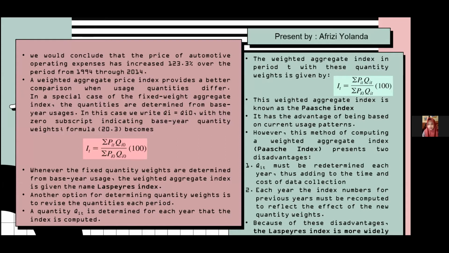Another way to determine the weight of a quantity is to change the quantity in each period. A quantity, Q_iT, is determined for each year that the index is computed. The weighted aggregate index in period T with this quantity weight is given by I_T equals sigma P_iT times Q_iT divided by sigma P_i0 times Q_iT times 100. This weighted aggregate index is known as the Paasche index. Okay, that's all from me, and thank you.